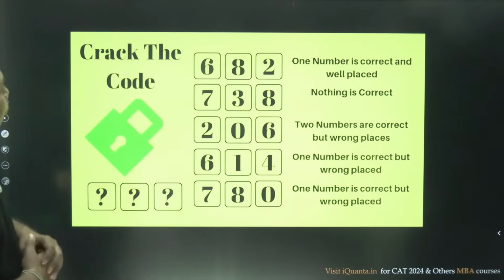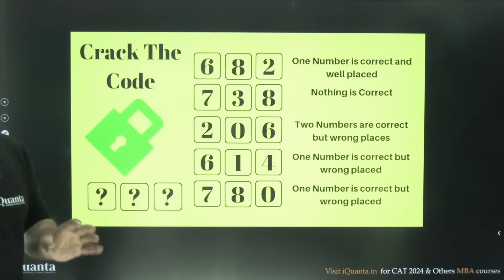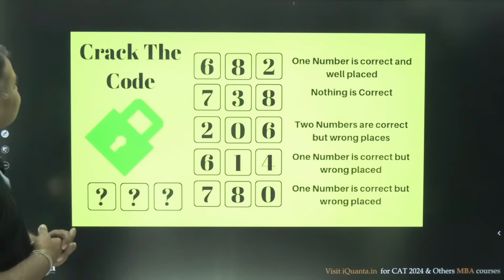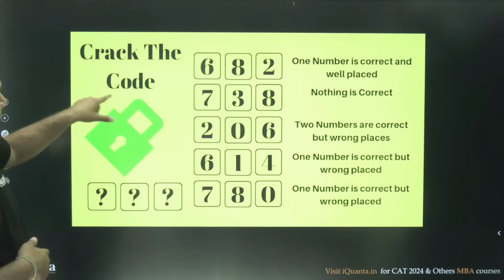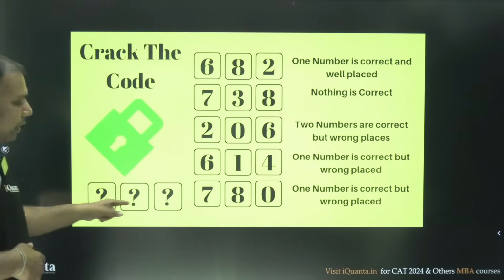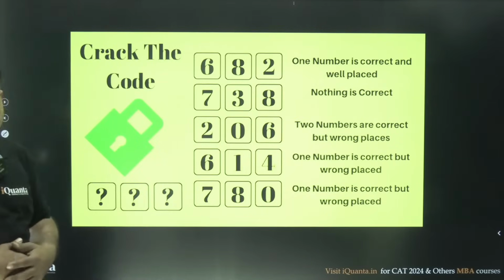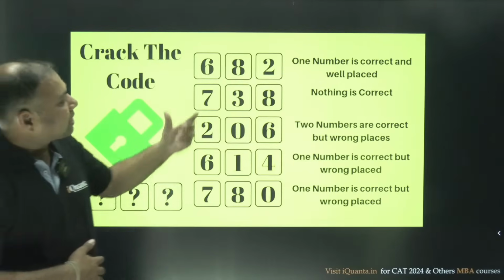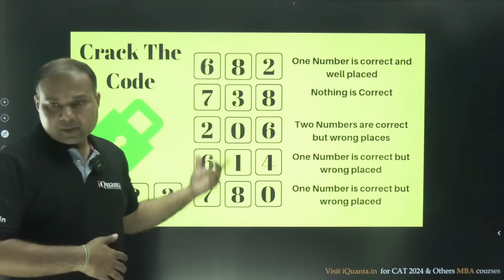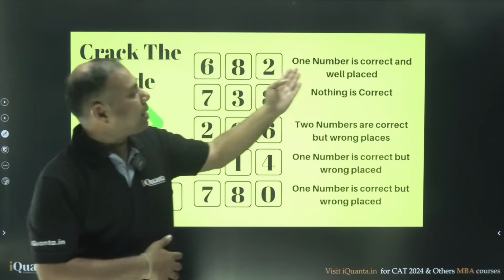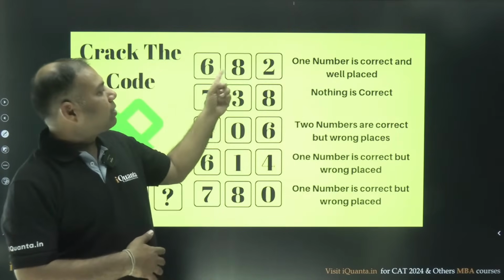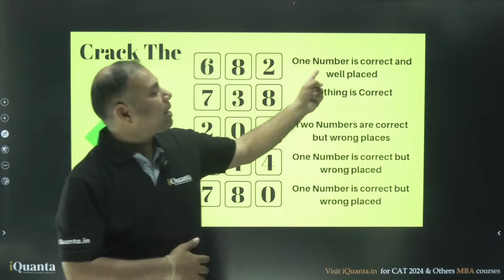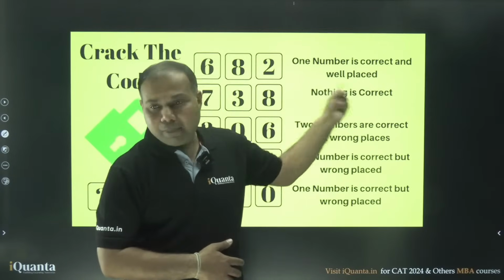So, how to go about this question? First, try to understand what is being asked here. It says we are to crack the code. So, we are to find a 3-digit code here. And these are some of the clues given. These are some clues and their remarks are written here, that about these 3 numbers, 1 number is correct and well placed.